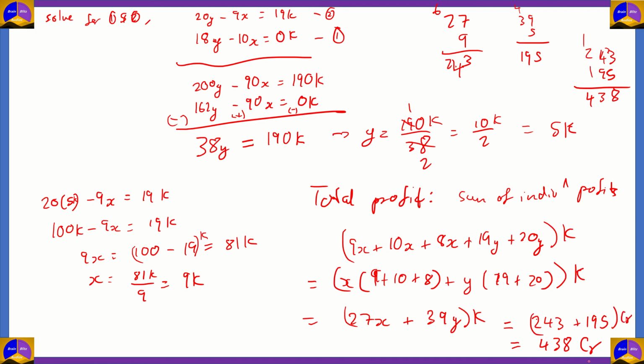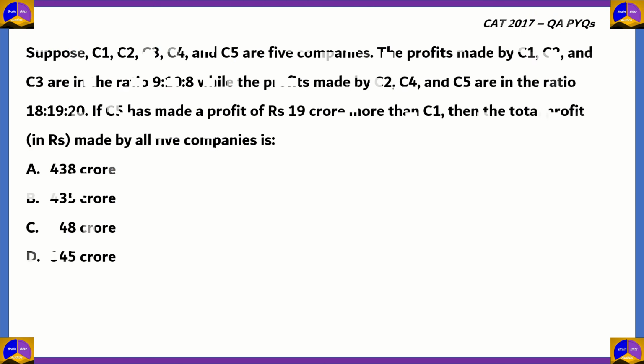438 crores is the total profit of the 5 companies, when the 5 companies' profits are in this particular ratio, and C5 has made 19 crores more than C1. So option A, 438 crores, turns out to be the right option.